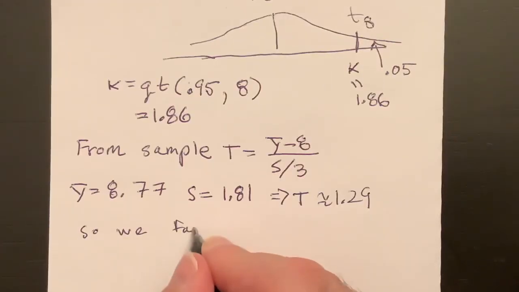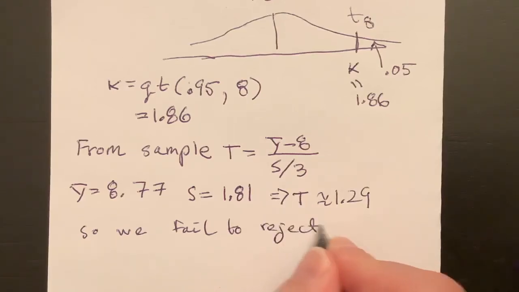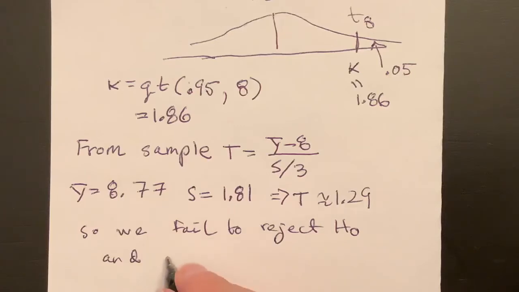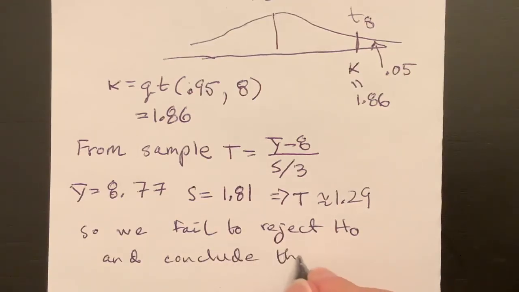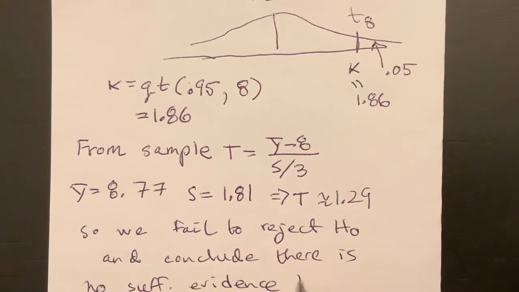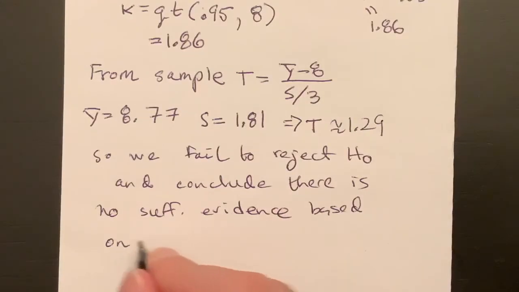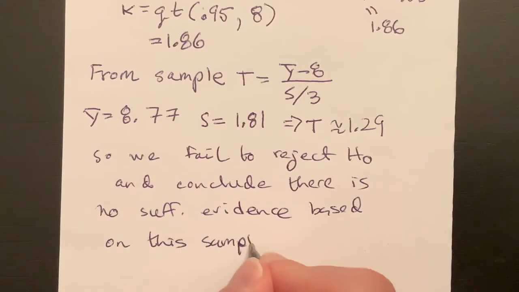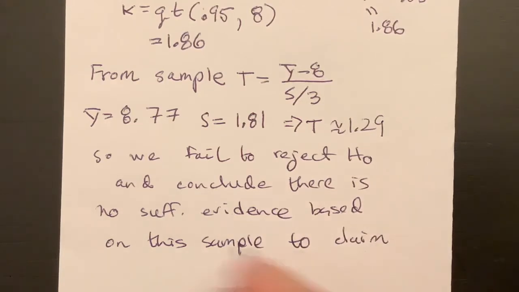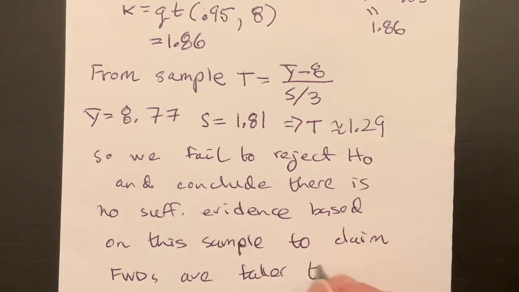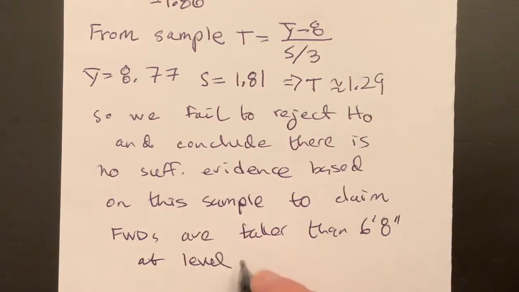So we fail to reject H0 and conclude there is not sufficient evidence, based on this sample, to claim forwards are taller than 6 feet 8 inches at level 0.05 equal alpha. Okay, yes, okay.